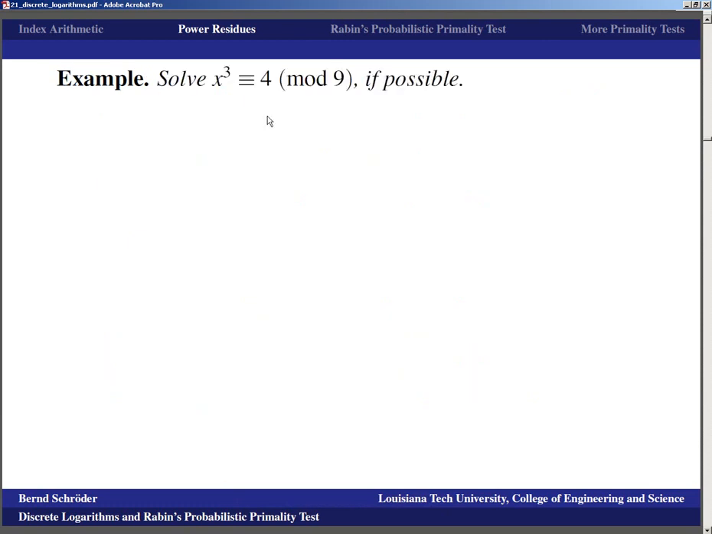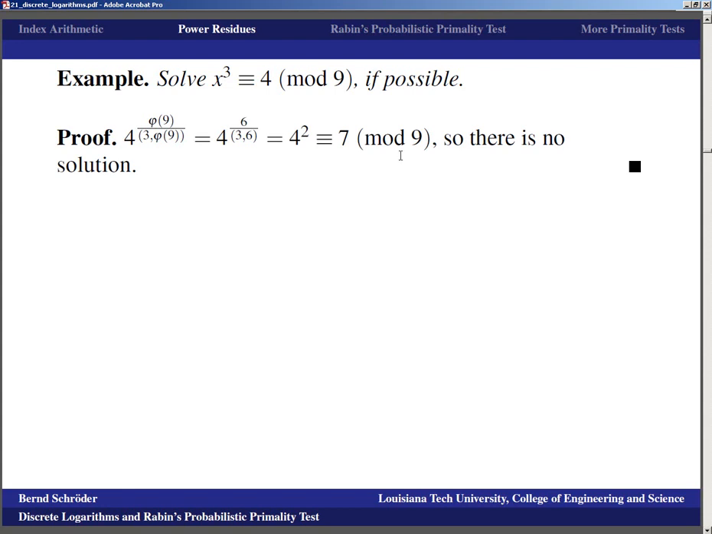As an example, if I wanted to solve the equation x cubed equivalent to 4 modulo 9, if possible. Well, I say proof here, I guess I should have just said computation. We have to take the right-hand side, raise it to phi of the modulus, and divide by the greatest common divisor of the power and phi of the modulus. Phi of 9 is 6, so we have 4 to the 6 over the greatest common divisor of 3 and 6, which is 3, so we end up with 4 squared. 4 squared is 16, which is equivalent to 7 modulo 9, and therefore there is no solution, because 7, of course, is not equivalent to 1.